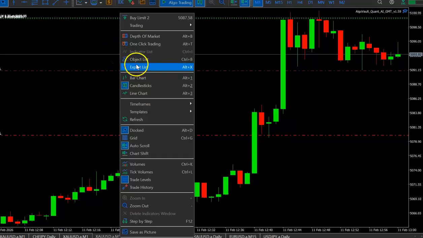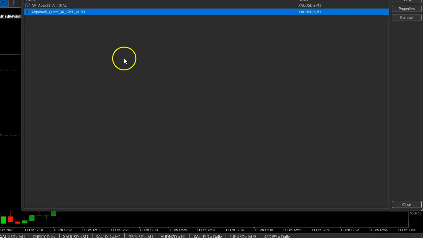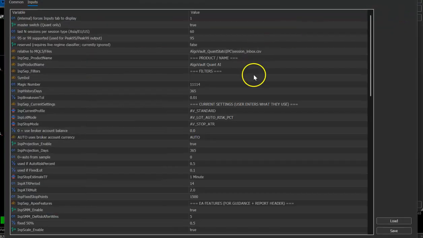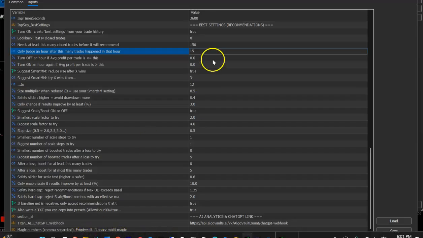So this is the demo account. So you can see I'm testing 4 different versions. So it takes 4 different trades at the same level. So in the AlgoVault Quant, this part here only judges an hour after this many trades have happened. So I've got it set at 10, just so I could show you the best trading hours. But if you put 20 in, or say 15, then that will change. So that's just an important setting to make sure you do.